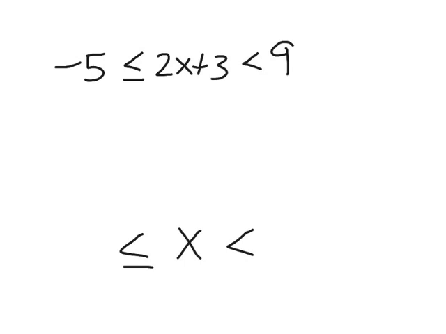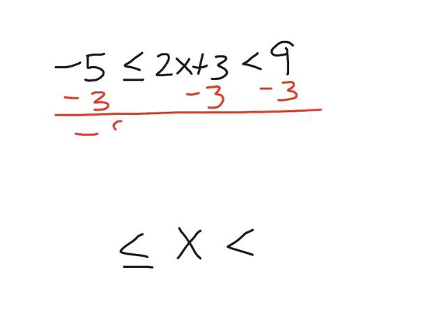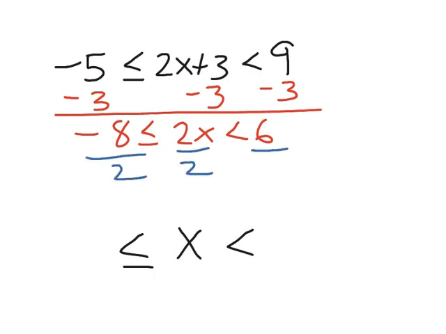We need to get rid of the plus 3, so we do a minus 3. The difference is you don't need to do it on both sides. You need to do it in 3 places. Not really a big deal though. Negative 8 less than or equal to 2x less than 6. And then we divide by 2 everywhere. But we're dividing by a positive number, so we don't need to flip any inequalities. We're left with negative 4 less than or equal to x less than 3.